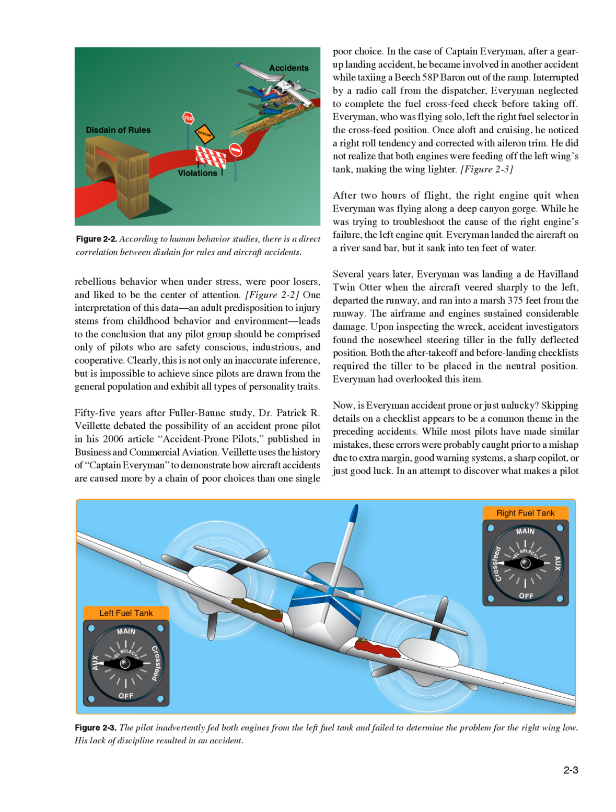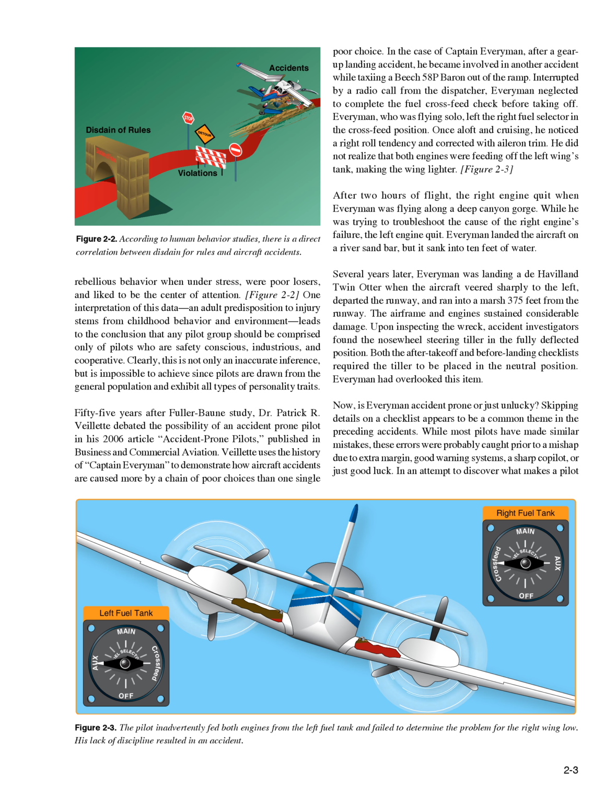Once aloft and cruising, he noticed a right roll tendency and corrected with aileron trim. He did not realize that both engines were feeding off the left wing's tank, making the wing lighter. Figure 2.3: After 2 hours of flight, the right engine quit when Everyman was flying along a deep canyon gorge. While he was trying to troubleshoot the cause of the right engine's failure, the left engine quit. Everyman landed the aircraft on a river sandbar, but it sank into 10 feet of water.